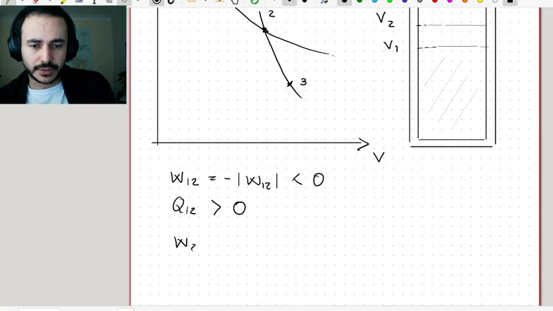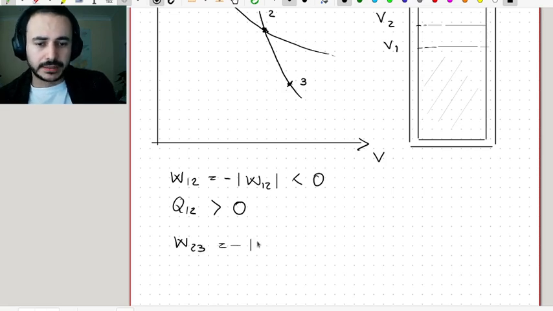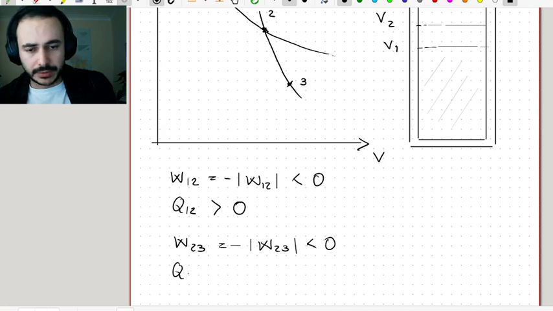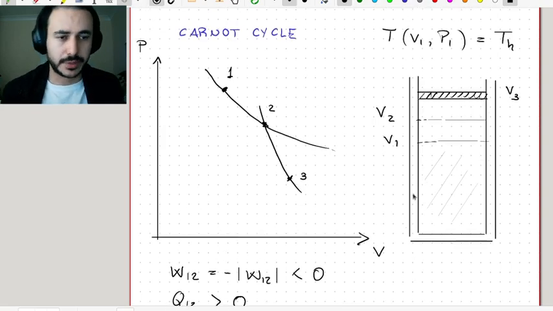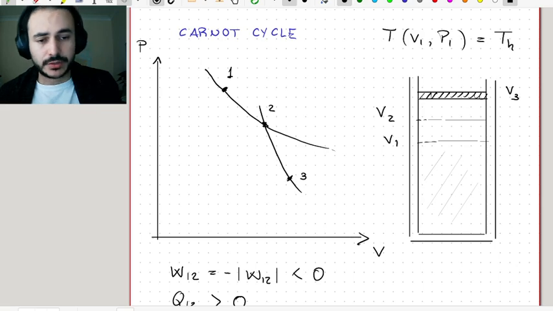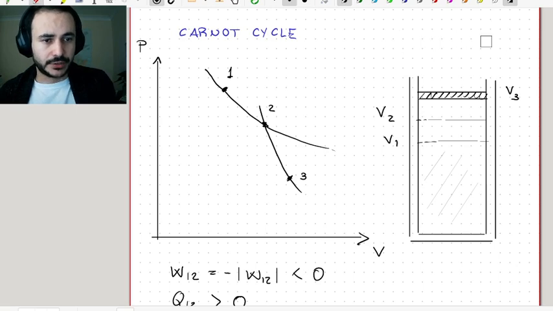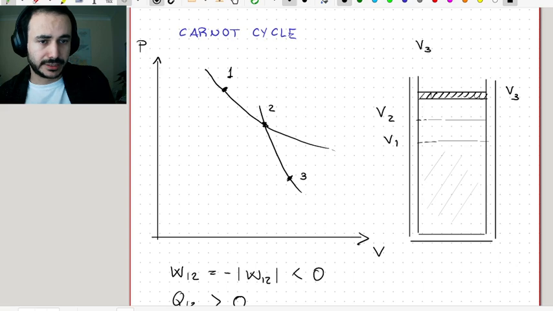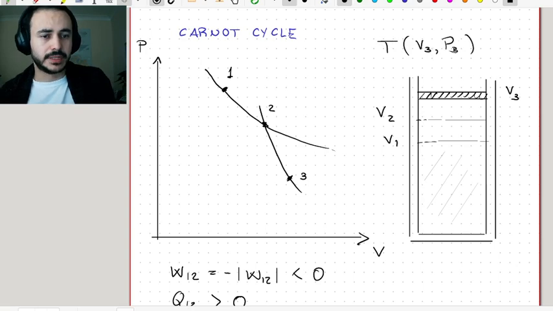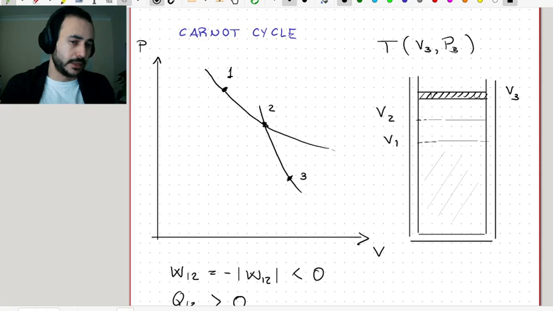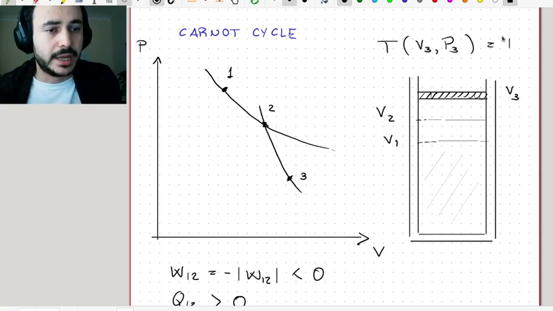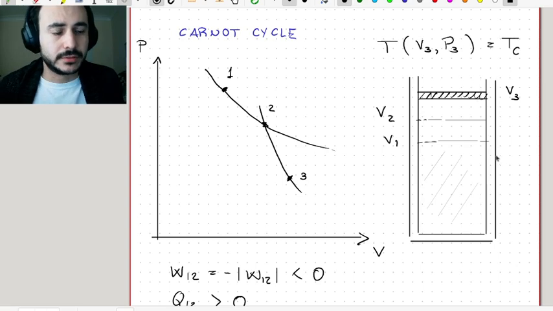Well, in this process that goes from 2 to 3, I still do work on the environment, so the work is still negative, but because we are talking about an adiabatic process, of course the heat absorbed is 0. There's no heat absorption because there is an insulator. Once you are here, you can check what your pressure is. You would have an equilibrium state characterized by the volume and the pressure, and you calculate what temperature your system has, or you can measure it, and this is the temperature level that you are going to call the cold temperature.